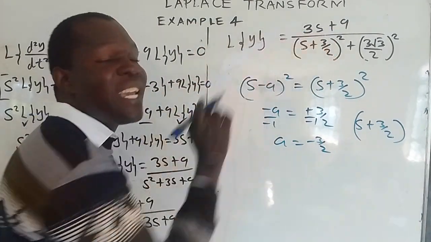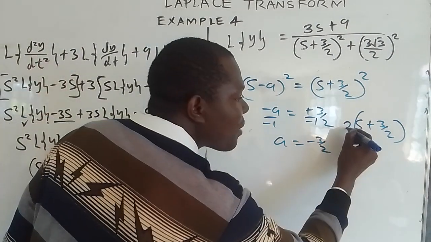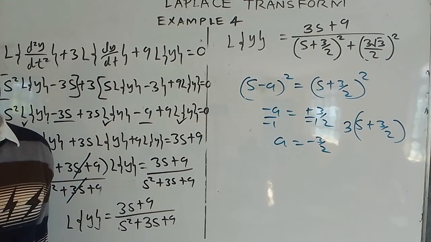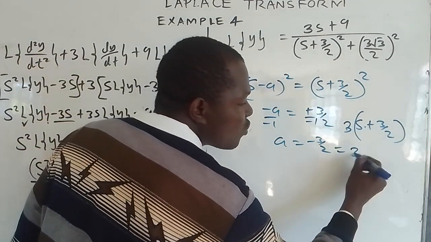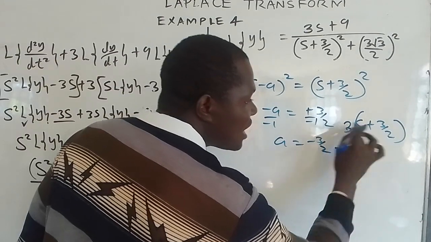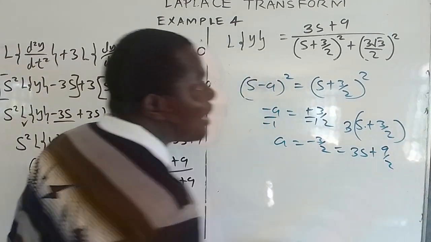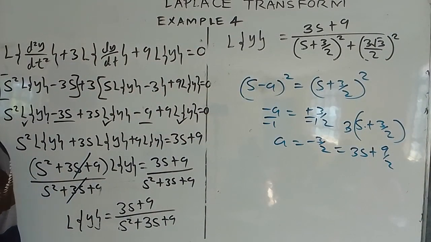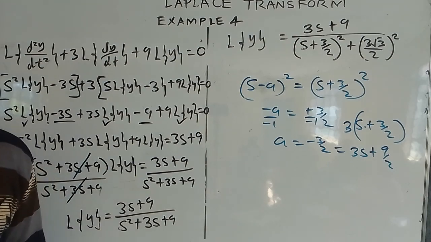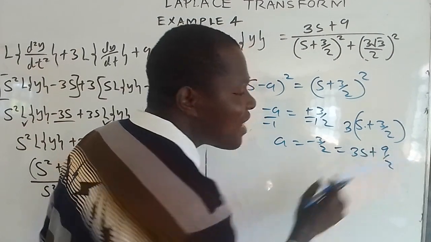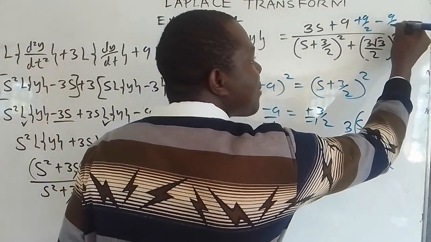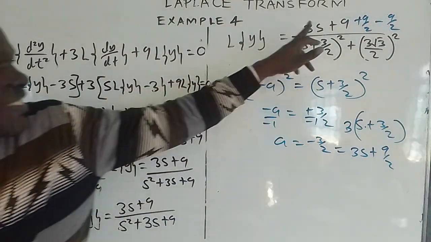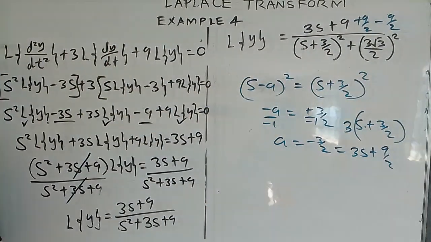In the numerator, you have 3s. Are you seeing that? So it means you multiply this by 3. Are we together? So if you take 3 inside that bracket, this 3 times s, you get 3s. Plus 3 times 3 over 2, you get 9 over 2. Are we together? Meaning in the numerator, you are going to add plus 9 over 2. So if you add plus 9 over 2, you must subtract 9 over 2, so that this joined with this will give you the cosine part. Are you seeing what I've done?